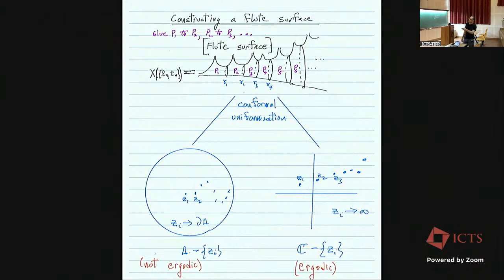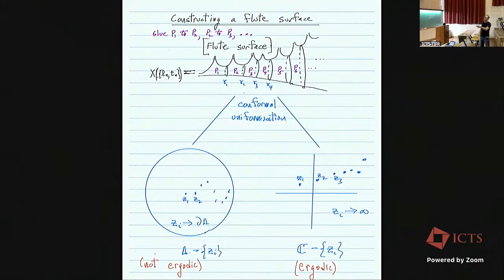Okay, so back to the flute surface. I'm going to take a flute surface that has cusps out here. By the way, often we call this a tight flute, like a tight pair of pants, because these are cusps.